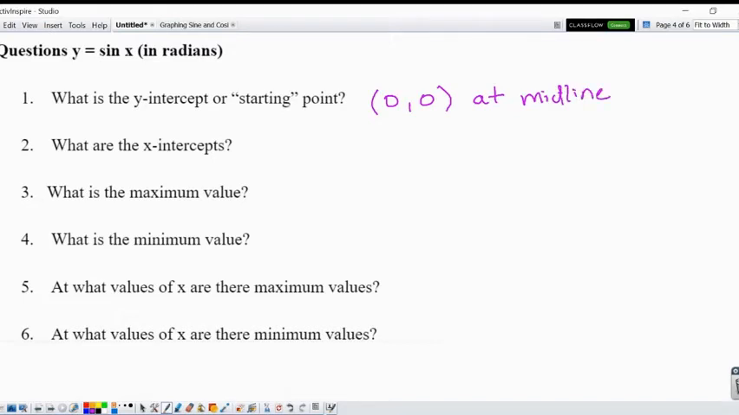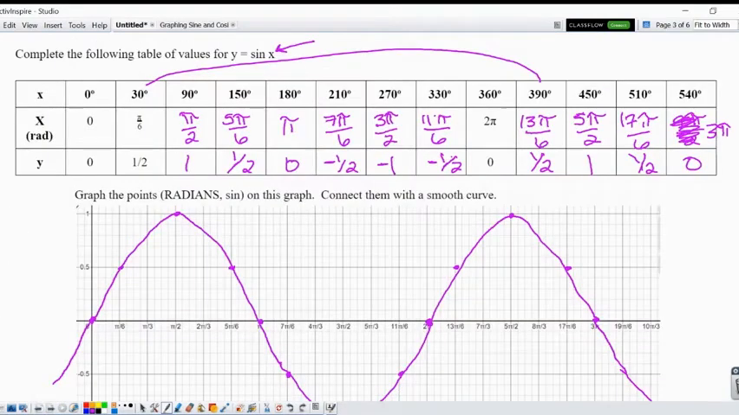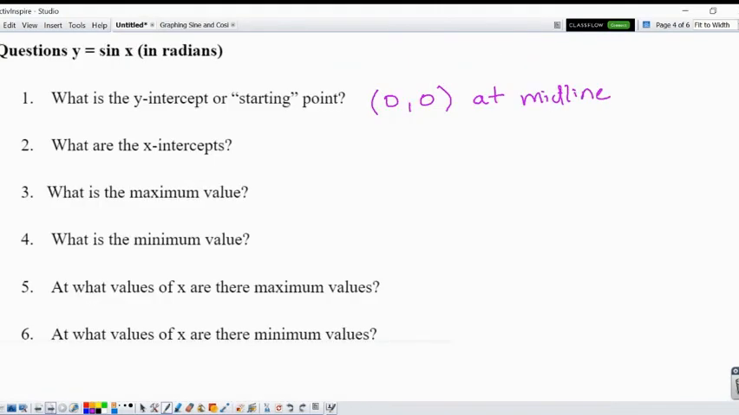What are the x-intercepts? Where do we cross the x-axis? We know that the y value would be 0. So if we look back here, it happens at 0 and pi and 2 pi and 3 pi, and then we would guess that the next one is 4 pi and 5 pi. So we can find an x-intercept at any multiple of pi. A good thing to note is that we get an x-intercept halfway through the cycle.